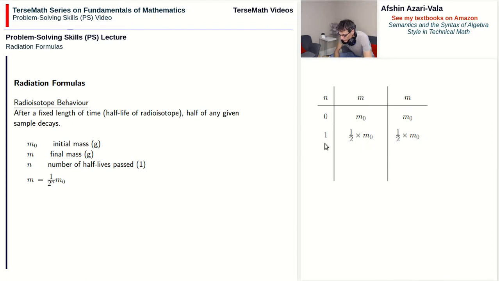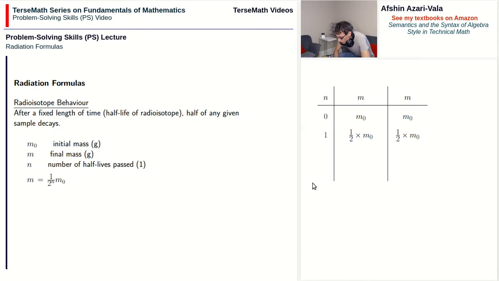Now, one half-life, again, how long that is depends on the radioisotope. For iodine-131, it would be about 8 days. For carbon-14, it would be close to 6,000 years. And so one half-life, the duration is not under discussion here. The key is that after one such period of time has gone by, half of the radioisotope decays.